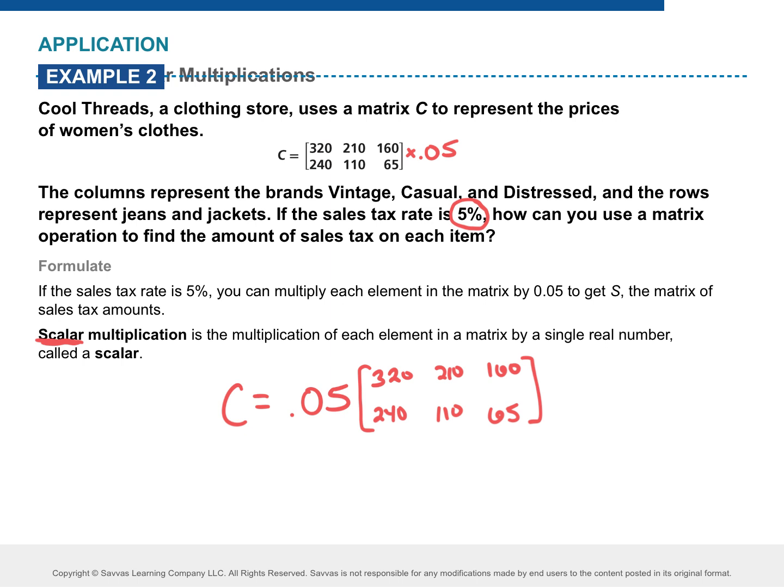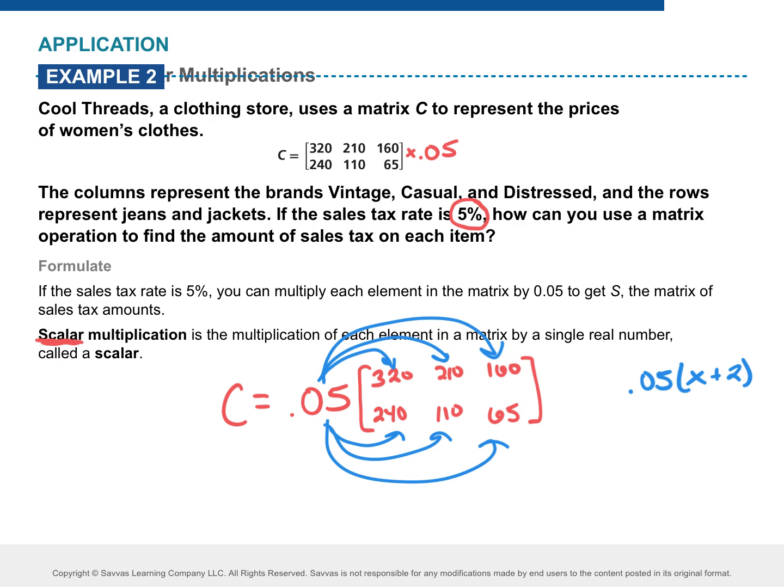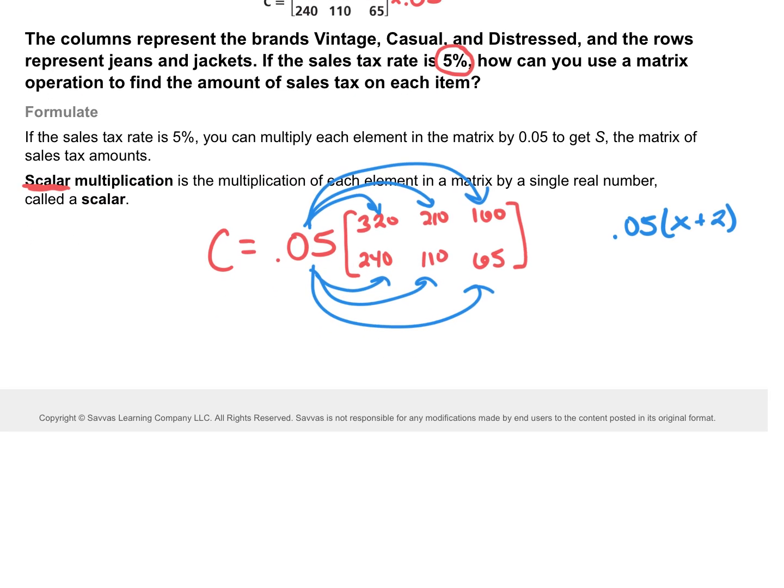Okay. What do you think we do? Do you agree first that this says multiplication? Okay, because they're right next to each other. How do you think I multiply matrices? I'm going to ask you this. If I had 0.05 times x plus 2, what would I do here? I would distribute. What do you think I'm going to do here? I am going to distribute. What am I distributing to? Each term. How many terms are there? There's 6. So I'm going to take this 0.05 to every single term. Every single term. Okay? When I do that, I have to make sure they stay in the same place.